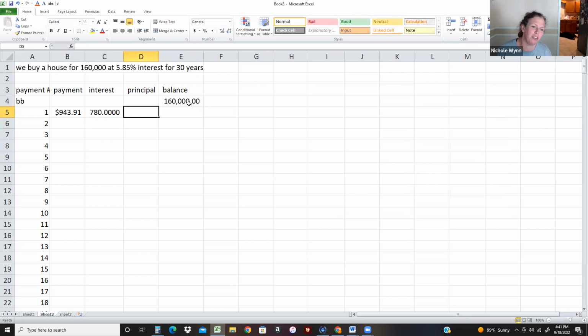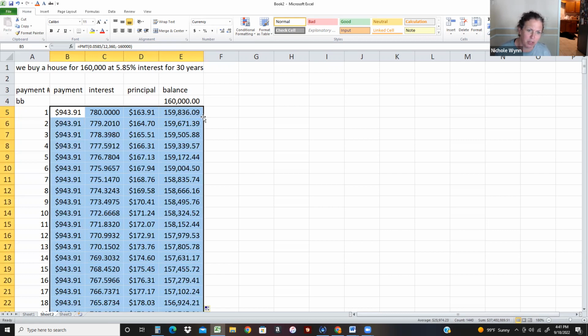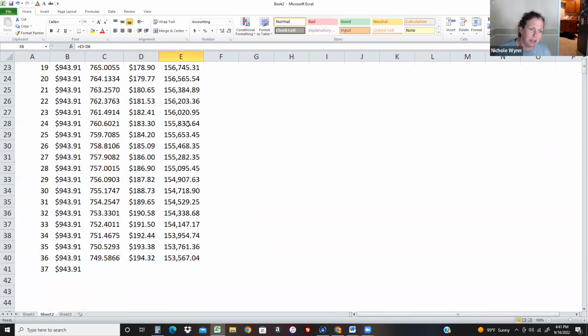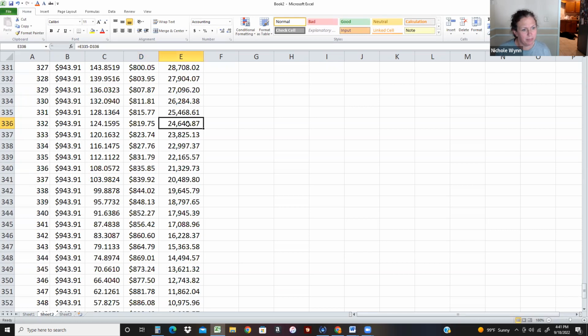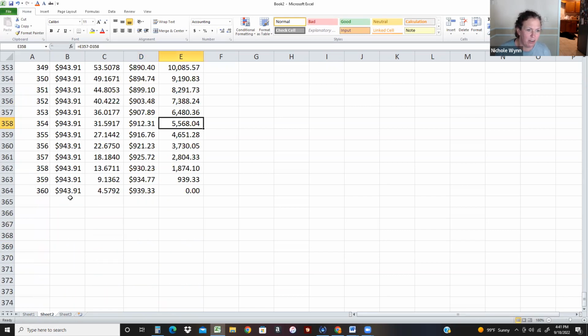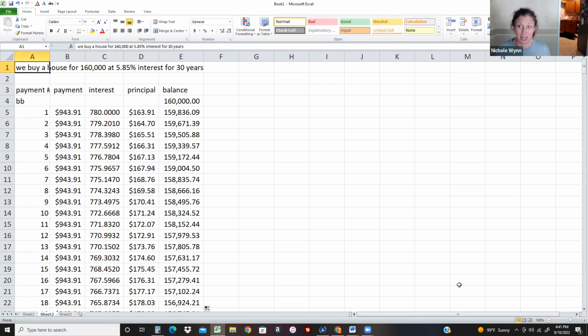Wow, look at all that goes to interest. $780 goes to interest. So of your $943 payment, $780 goes to interest. So only $163.91 goes to principal, so your loan balance barely drops. Highlight it all, arrow plus, skinny plus, double click. So by your very last payment of the $943, only $458 goes to interest and the rest goes to principal, and your balance is zero. So that's called an amortization table.